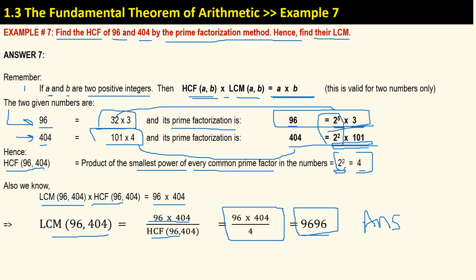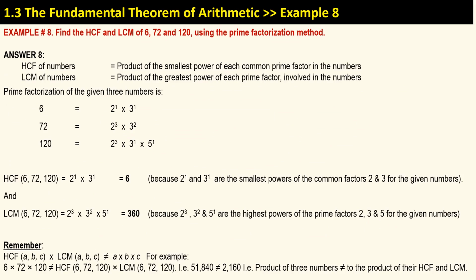Let's take example number 8 now. We have to find the HCF and LCM of 6, 72 and 120 using the prime factorization method. Let's recall the definitions of HCF and LCM. HCF is the product of the smallest power of each common prime factor in the numbers, and the LCM is the product of the greatest power of each prime factor involved in the numbers.